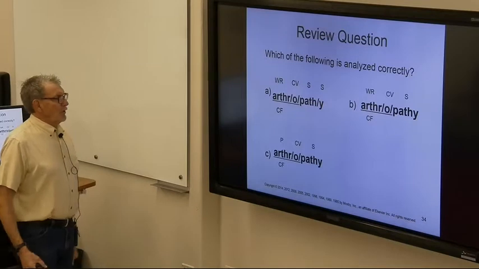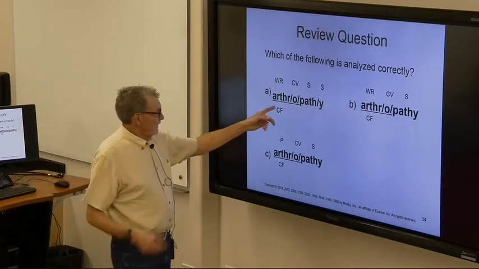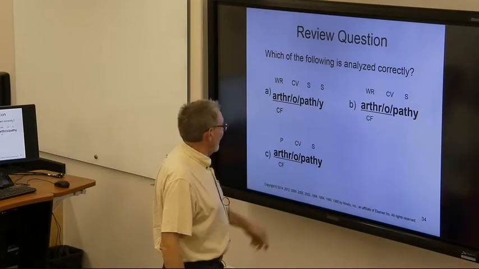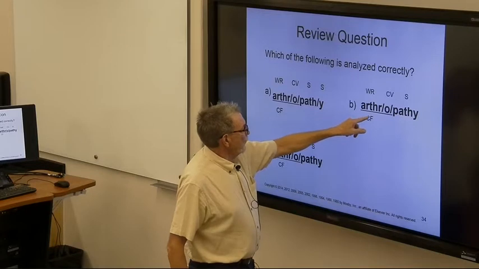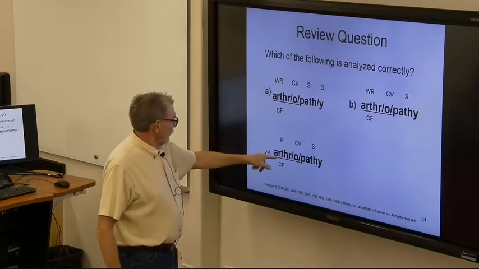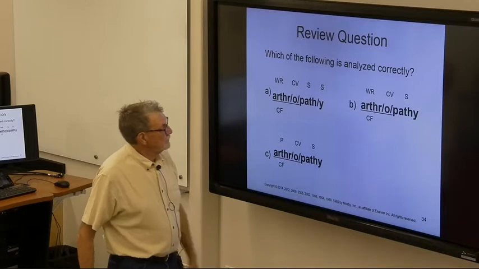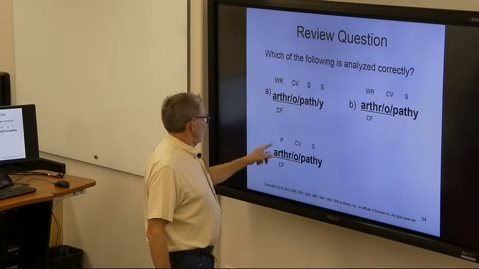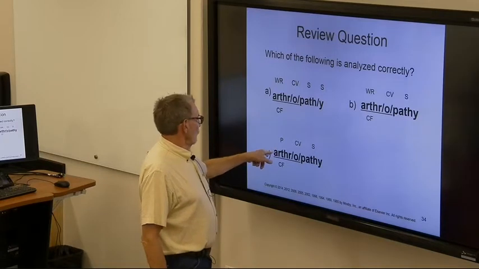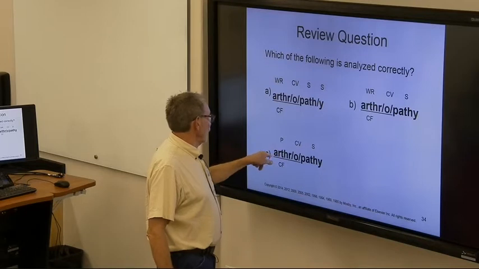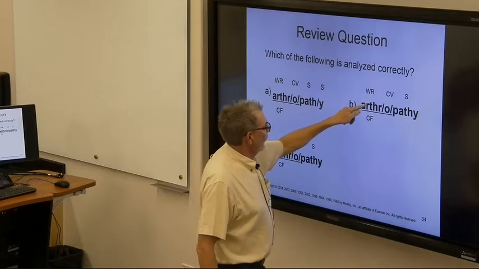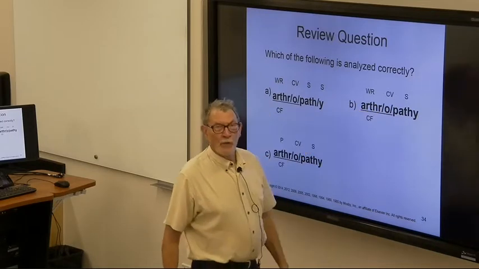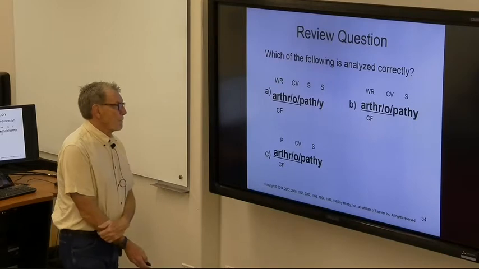So which of these is analyzed correctly? Well, Y isn't by itself. Pathy is good. Okay, so these both have that right. Arthropathy. Which is it? That's not a prefix. That's a word root, arthr. So that's wrong because that's not a prefix. Word root, arth, combining vowel, together they're a combining form with the suffix on the end. B.